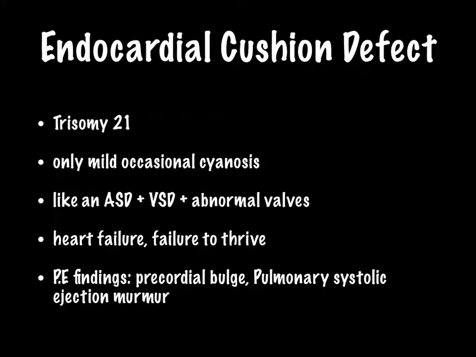Down syndrome. It only has a mild occasional intermittent cyanosis. You can think of it as an ASD plus a VSD plus abnormal valves. It would present with heart failure and failure to thrive. And that's why many people with Down syndrome, the thing that afflicts them and causes a lot of morbidity is the heart failure. Physical examination findings are pretty classical: the precordial bulge, the pulmonary systolic ejection murmur.